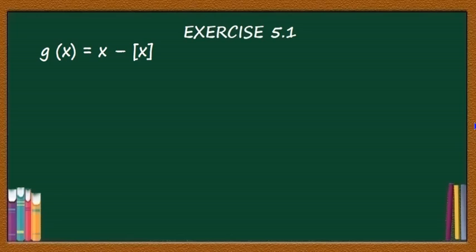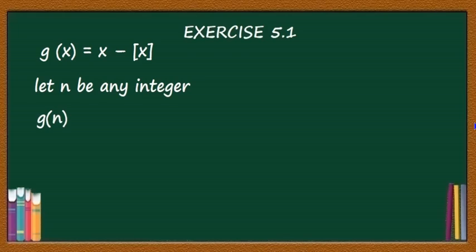Now it is given that g of x is equal to x minus box x, and we have to verify the continuity at integral points. Let n be any integer, and g of n is equal to n minus box n, and for any integer, what is box n? N only, and it will become n minus n, which is equal to 0. And let us find the left hand limit and right hand limit as x tends to n.